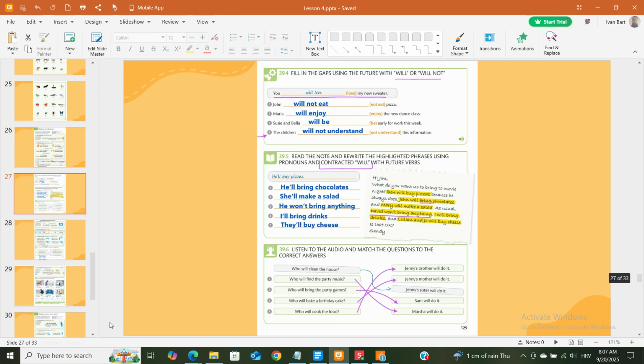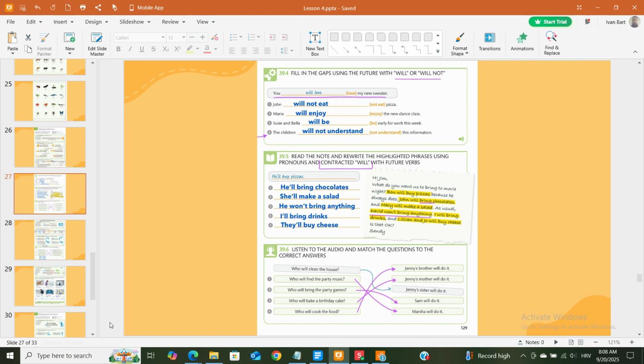39.4 Fill in the gaps using the future with will or will not. You will love my new sweater. John and Maria will not eat pizza. Susie and Bella will enjoy the new dance class. Will be early for work this week. For the children, will not understand this information.